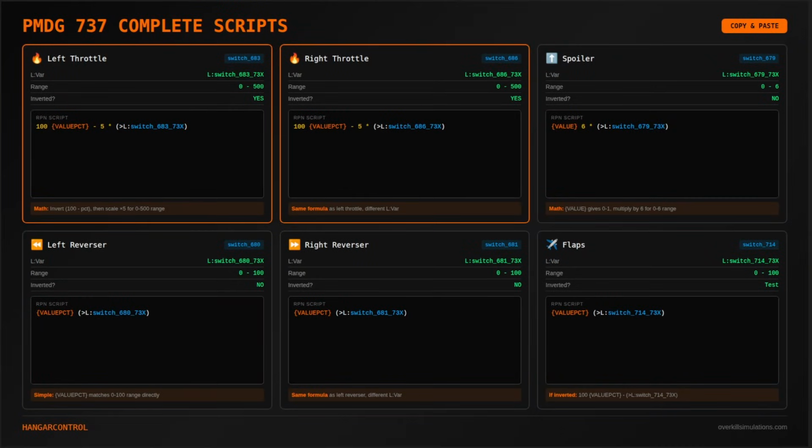All right, so enough of the theory. Let's go ahead and do this live. We're going to bind my Honeycomb Bravo to the 737 throttle quadrant using only RPN scripting. Now, I want to make it clear that you don't always have to use RPN scripting. And for most use cases, especially with the powerful software that is out there, again, HangarControl, SPAD, MobiFlight, etc., for a lot of these, you don't need it.